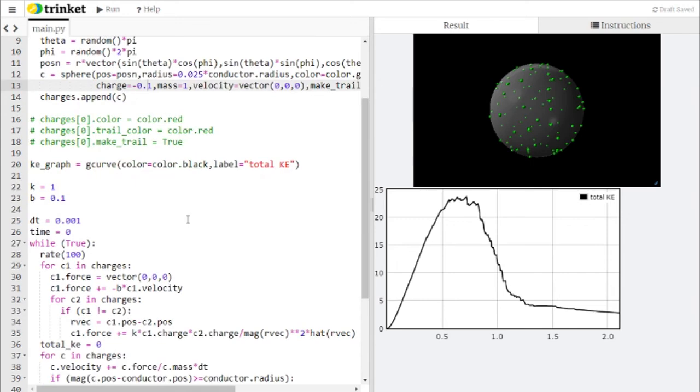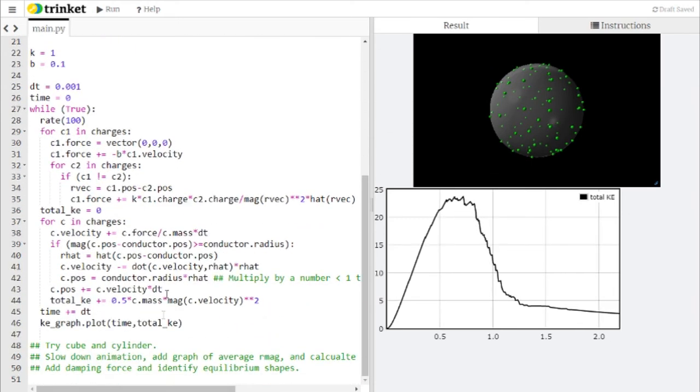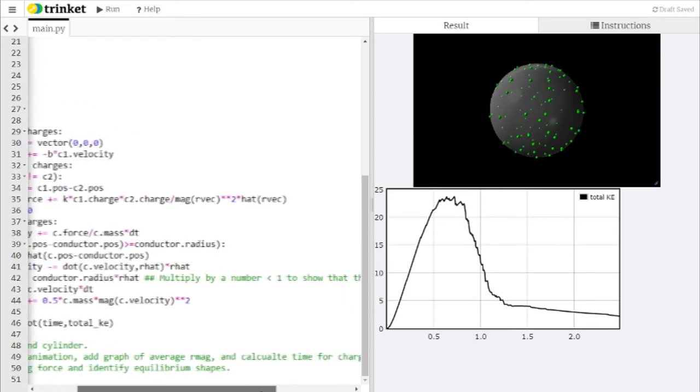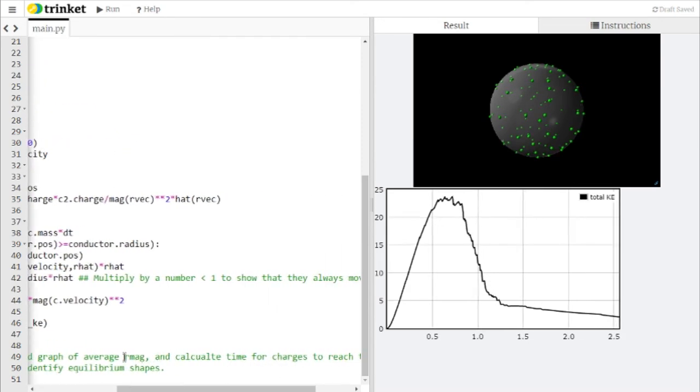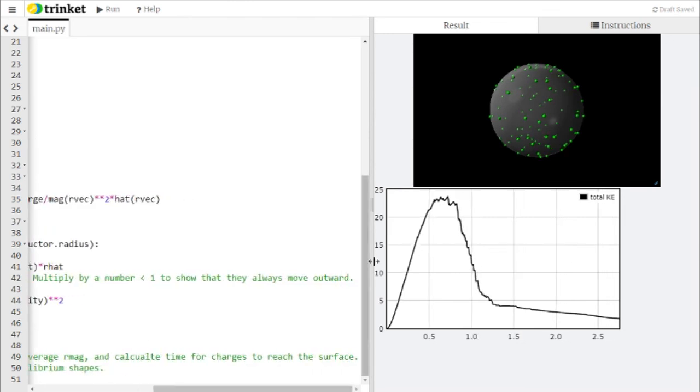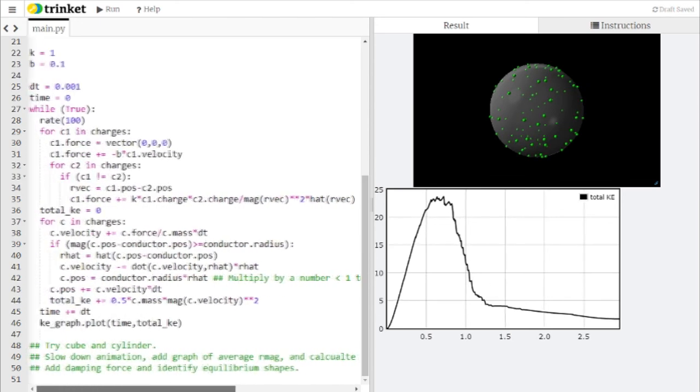You can also follow this same example to try a cube and a cylinder, so you can try different geometries. You can also graph the average distance of the electron from the center and basically get the amount of time it takes for the charge to reach the surface. That's a little bit more accurate than looking at the kinetic energy graph here, I would guess.